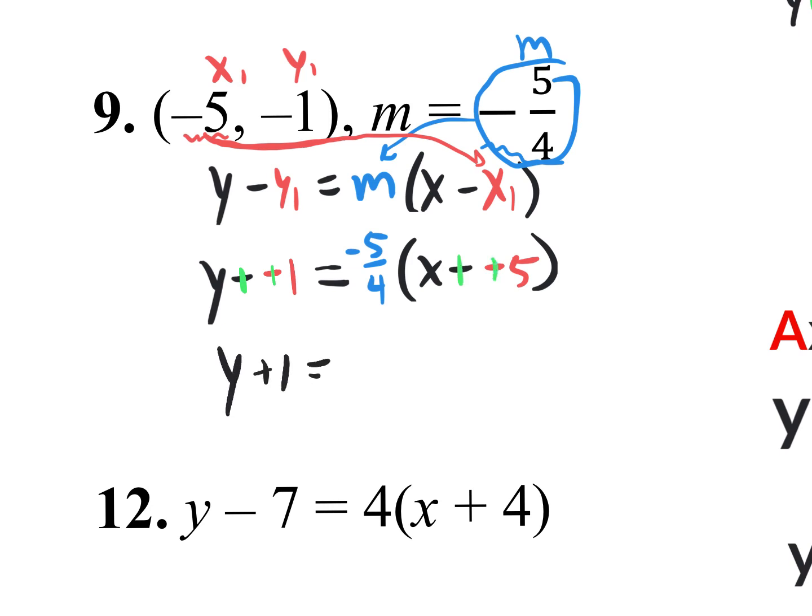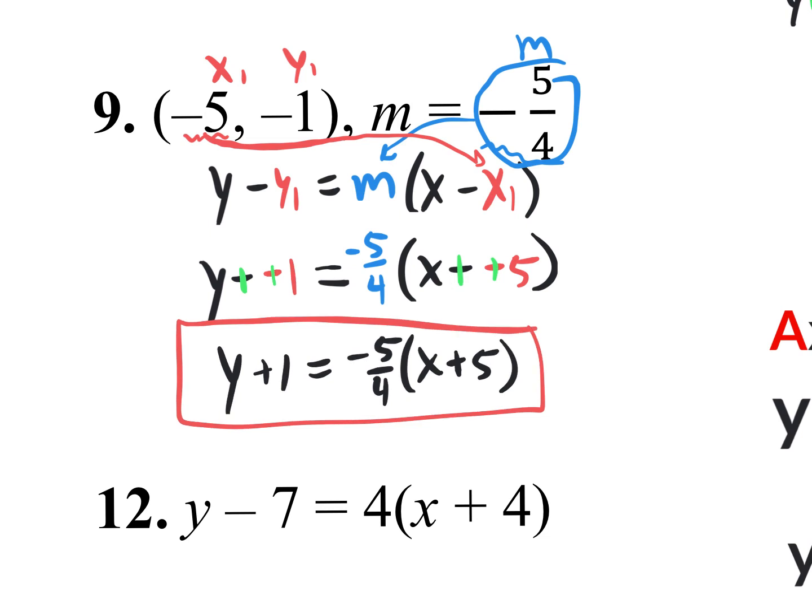y plus 1 equals negative 5/4 parenthesis x plus 5. That's our point slope form equation, given the information that it passes through negative 5, negative 1, and has a slope negative 5/4. Not bad, right? So that first part of the homework is all about this new form that's amazing, that's wonderful. It's called point slope form.